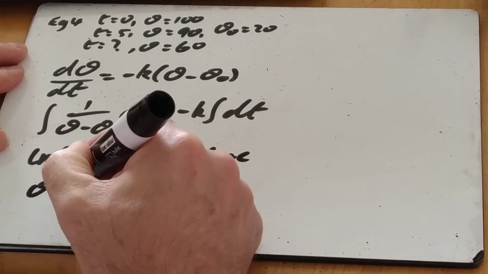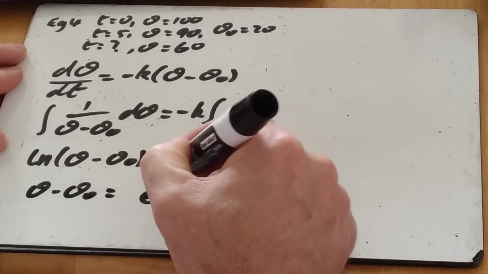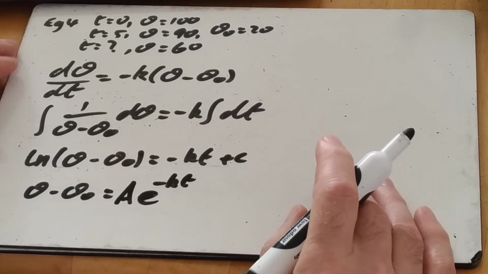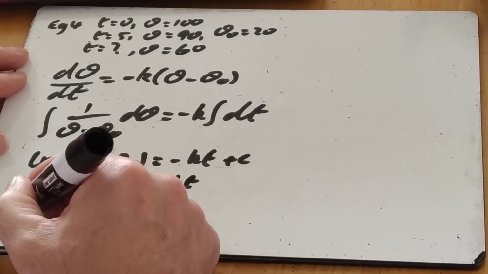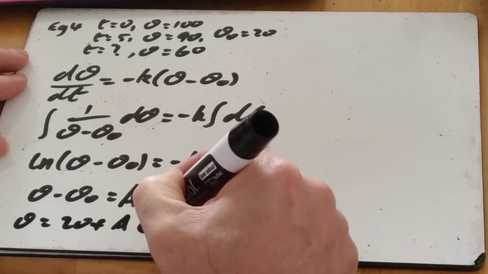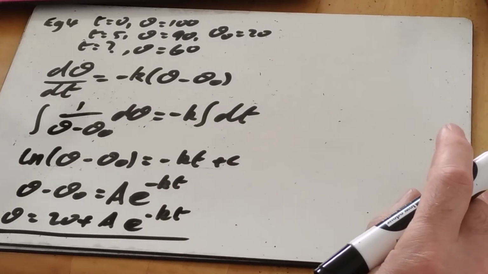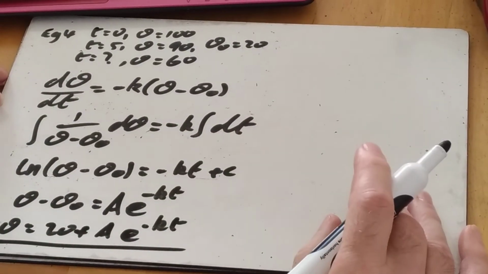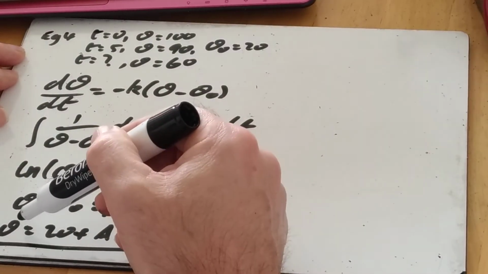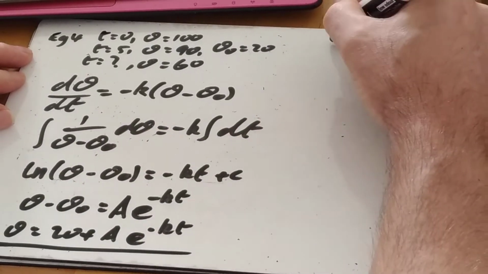Do the exponential: theta minus theta naught, I'll put that in later on, equals e to the minus kt plus c, and as before I've got this. So theta will equal theta naught, 20, plus A e to the minus kt. And that's what it is in this situation here. Two sets of values because I've got two constants to find. So initially, t is 0, theta is 100, so I get 100 equals 20 plus A, so A equals 80.